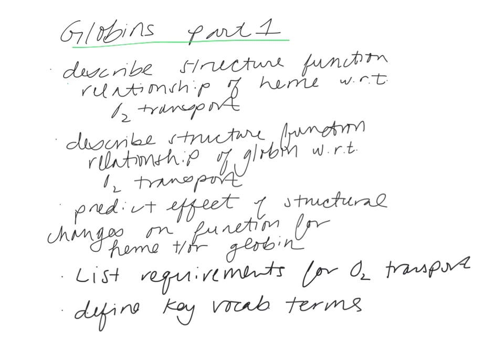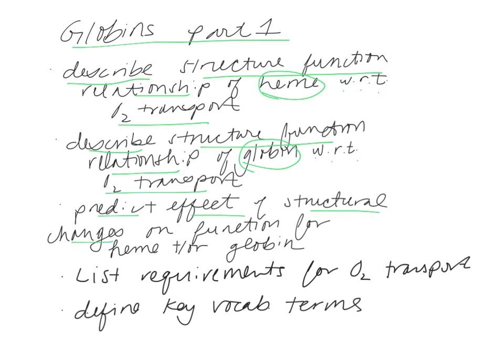Throughout this video, you should be able to describe the structure-function relationship of a heme with respect to oxygen transport. Describe the structure-function relationship of a globin with respect to oxygen transport. Predict the effect of structural changes on function for the heme and/or a globin. List the requirements for oxygen transport and define key vocabulary terms. Those will be highlighted throughout.